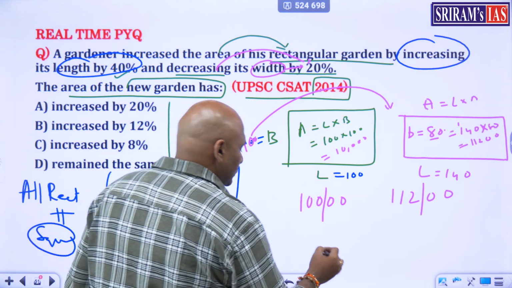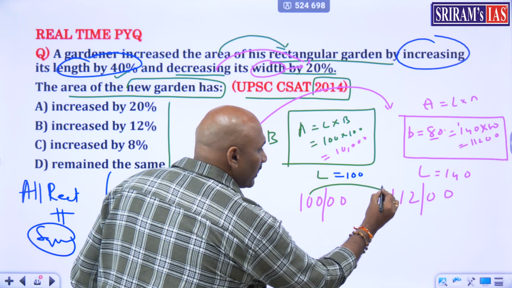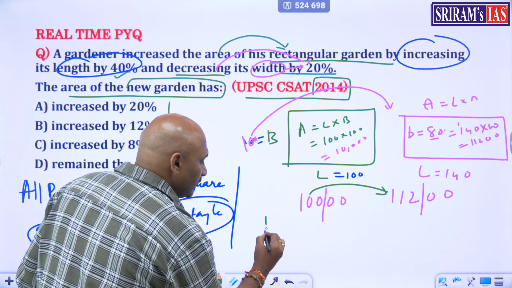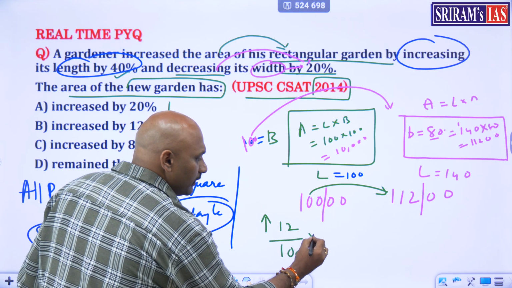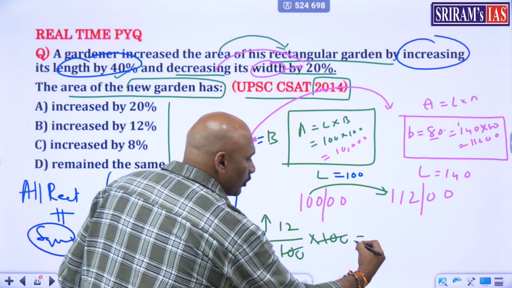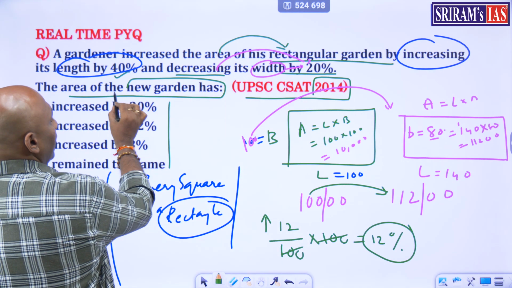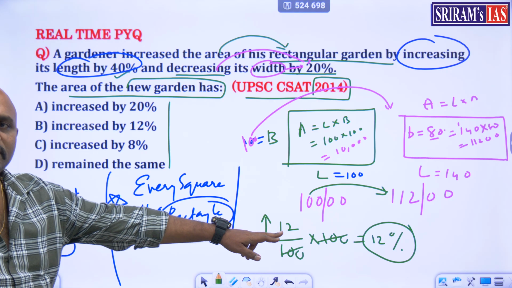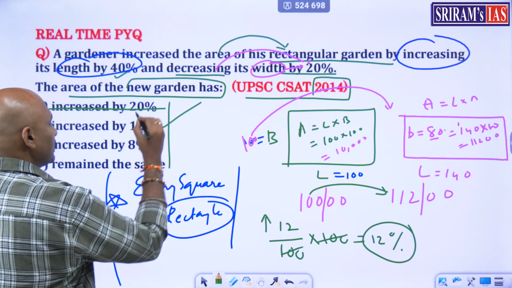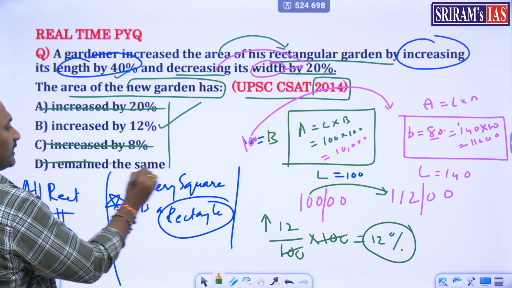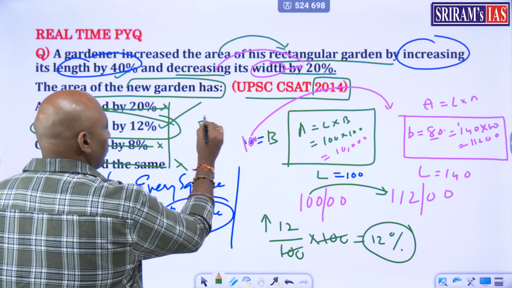So what is the final answer? It is nothing but 100 becoming 112. That means the increase is 12. The increase happened on the original 100 into 100. Therefore 12%. The area of the new garden has increased by 12%. That means the option increase by 20% is wrong. 12% is perfectly right. The others are all wrong, and this is the correct answer. So the option is B.